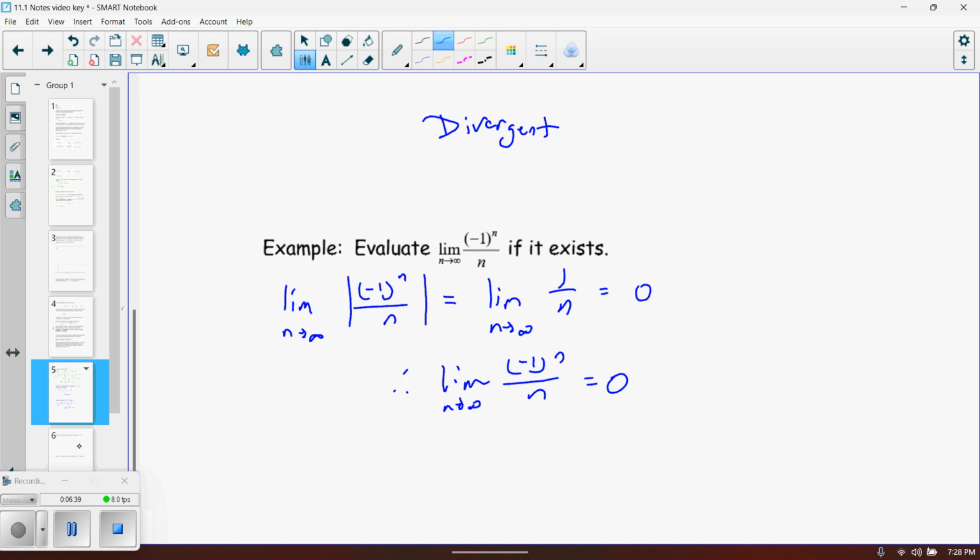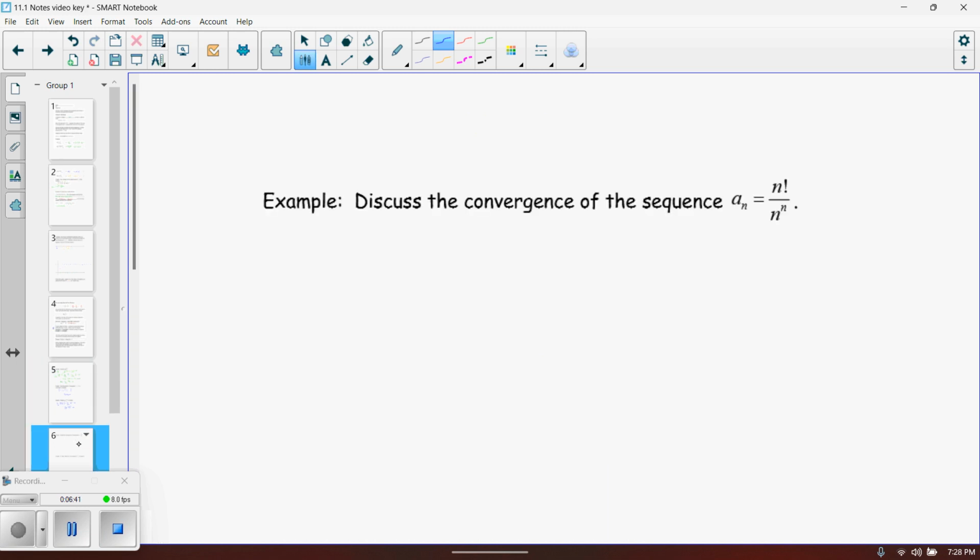All right, the next couple of examples are going to get a little bit longer, but these are probably the more important ones because they develop some ideas for later. So in this example, it says, discuss the convergence of the sequence a sub n equals n factorial over n to the n. For those of you who may not be familiar, that exclamation point is called a factorial. We will need to know what that means, so I will define that for you in just a second.